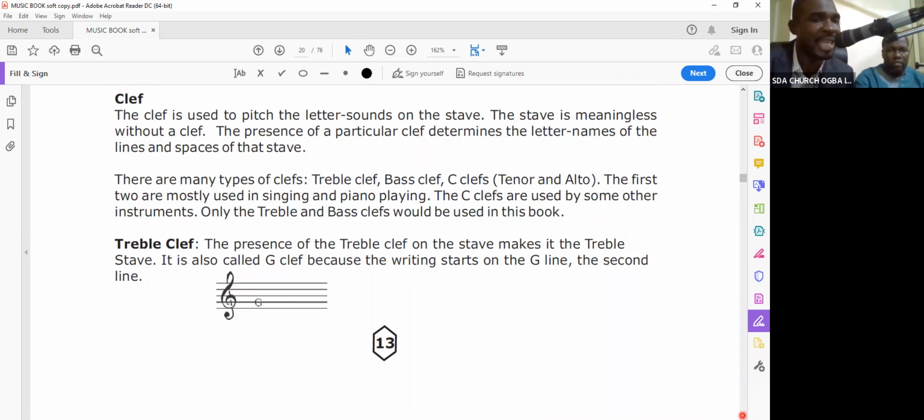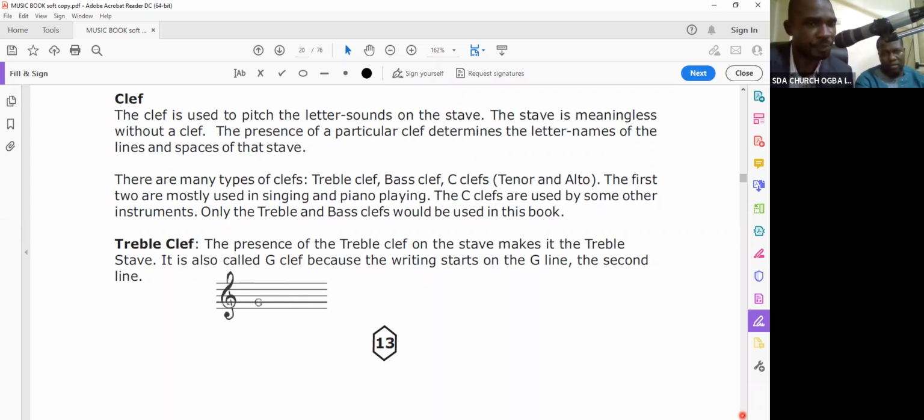So there are many types of clefs: treble clef, bass clef, C clef, tenor, and alto as well. The first 2 are mostly used in singing and playing piano. The C clefs are used by some other instruments. Only the treble and bass clefs will be used in this book.